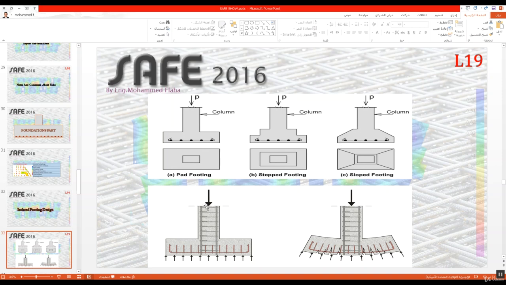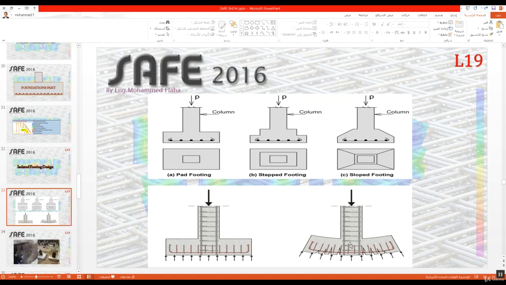Because, as we see, this is the load coming from the column, and this is the foundation. The soil reaction will be distributed like this. For that, it is like a cantilever now. If you see here, it is like a cantilever. For that, the moment here will be bigger. I will talk about that after.